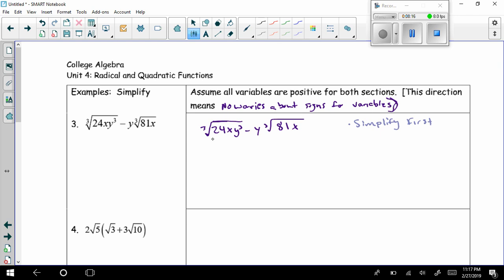So here, cubed root, I know that 8 goes into 24 3 times. Goodness, don't know my multiplication tonight. And that y cubed is a perfect cube. So this is 2y times the cubed root of 3x. So I took my perfect cubes out. I left my non-perfect cubes in, minus 81 is a perfect fourth, which means that it has 3 of something.